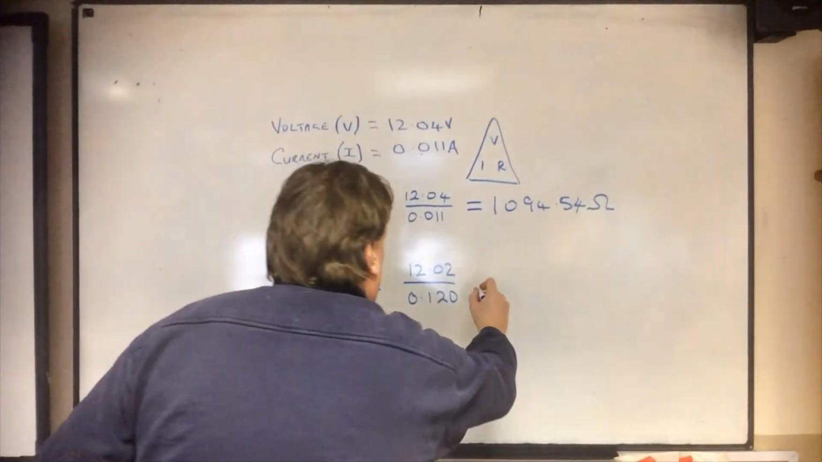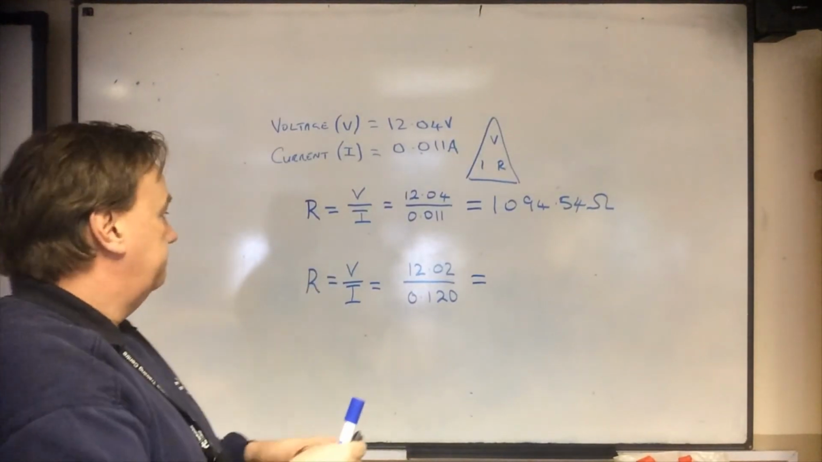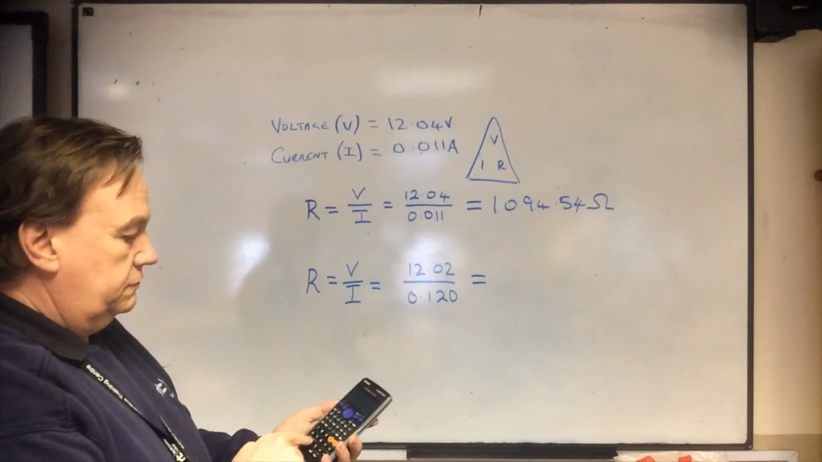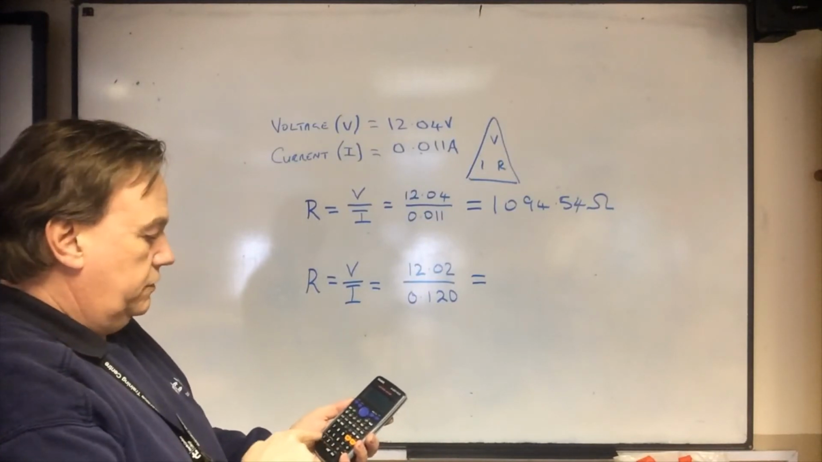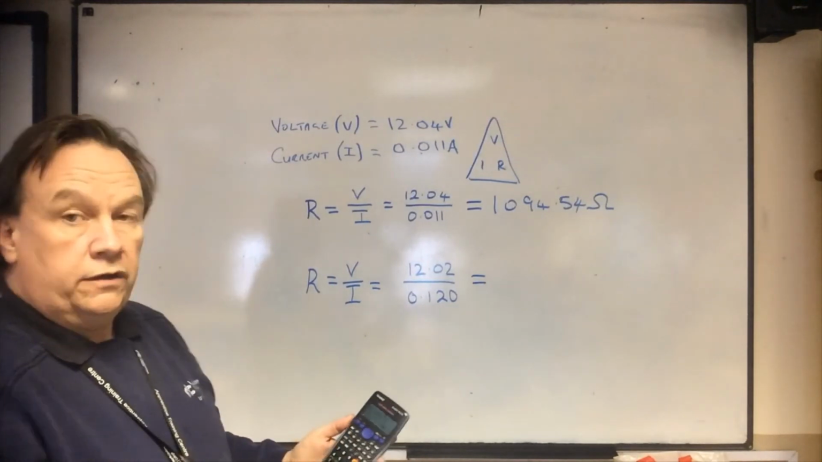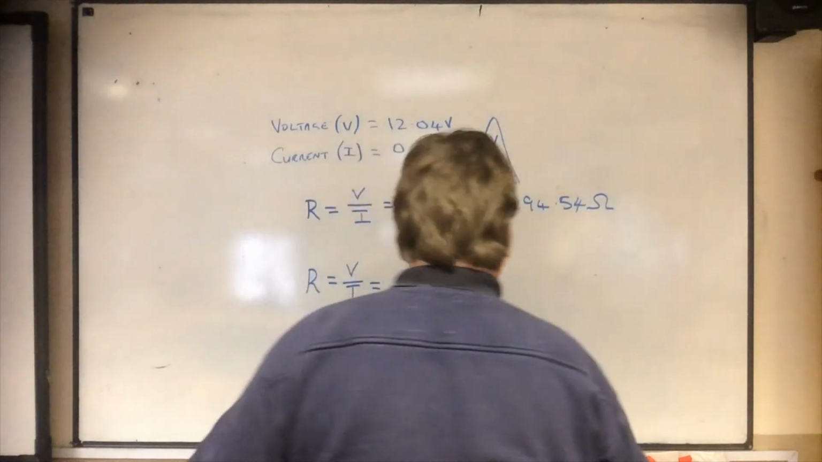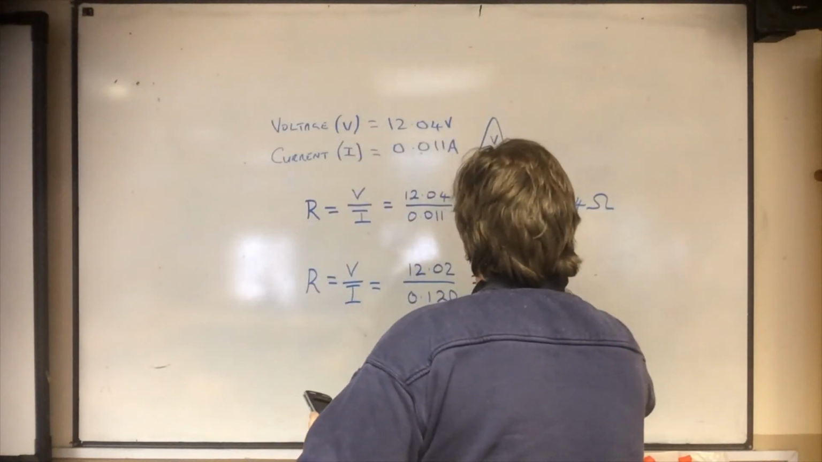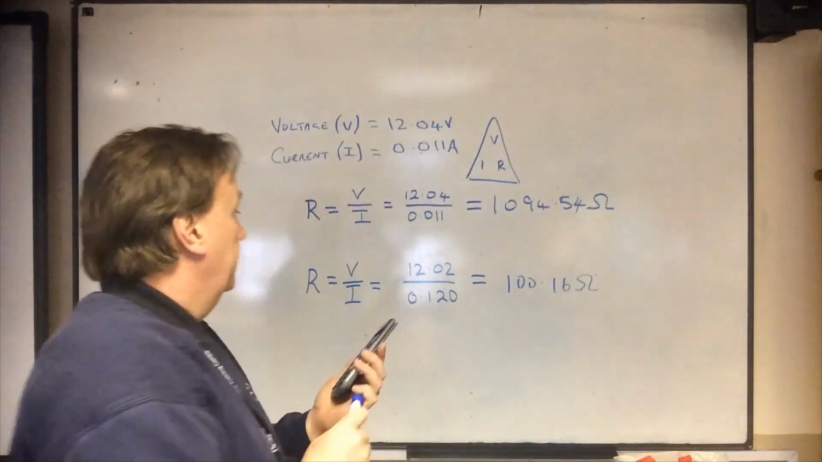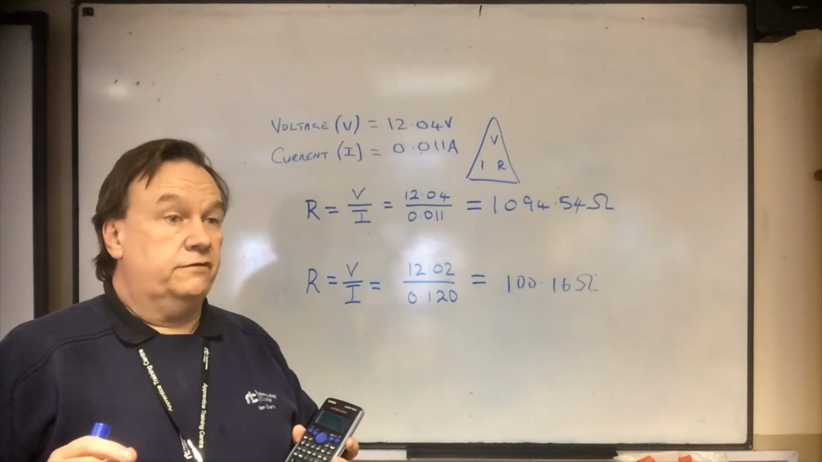So 12.02 divided by 0.120 should give us a nice easy number, that one. 12.02 divided by 0.120 equals 100.16 ohms. So nice, simple, easy calculation there for you.